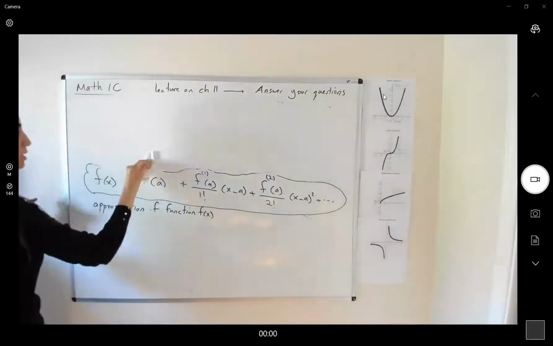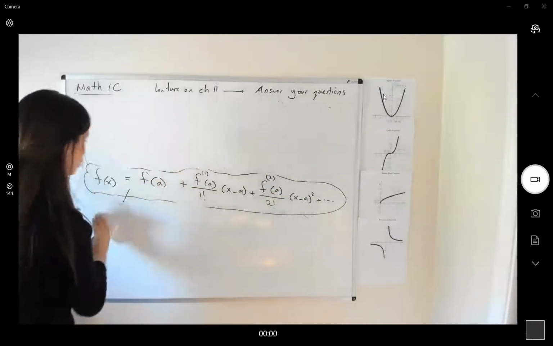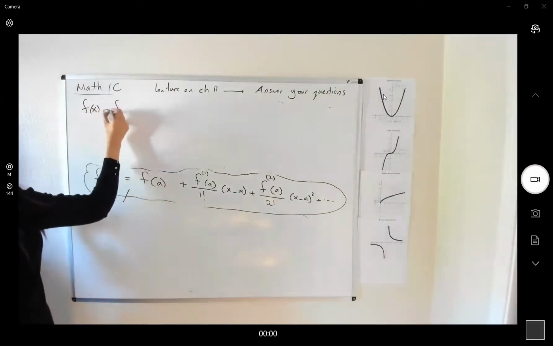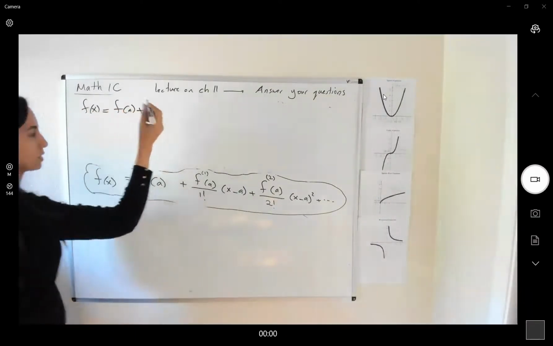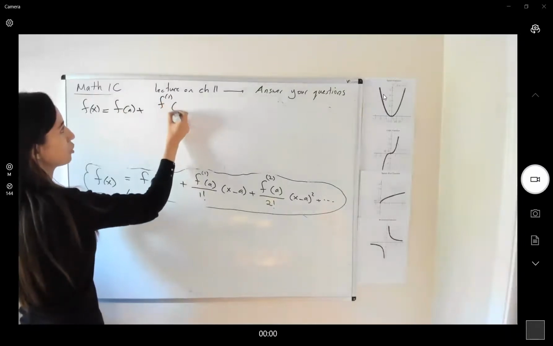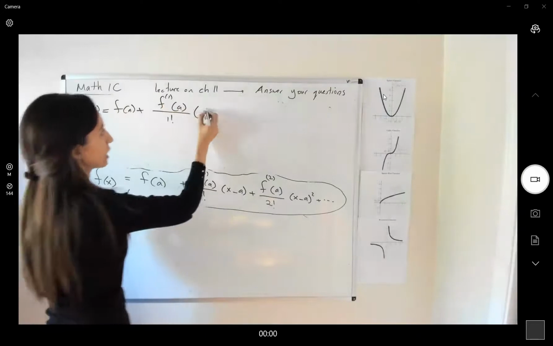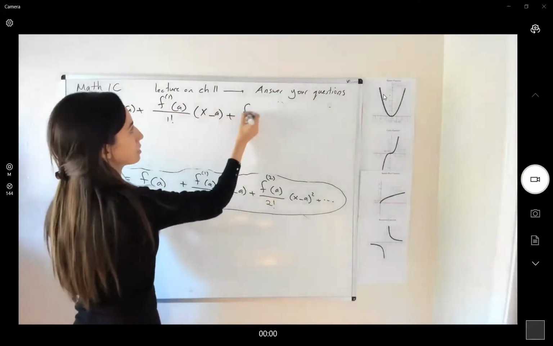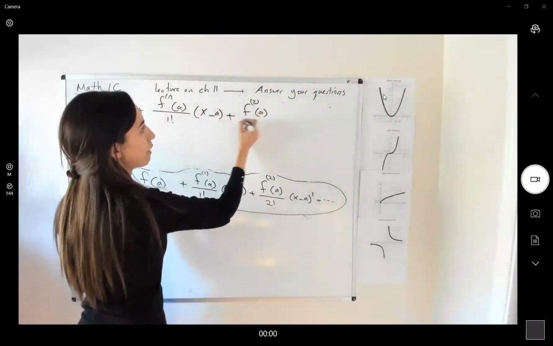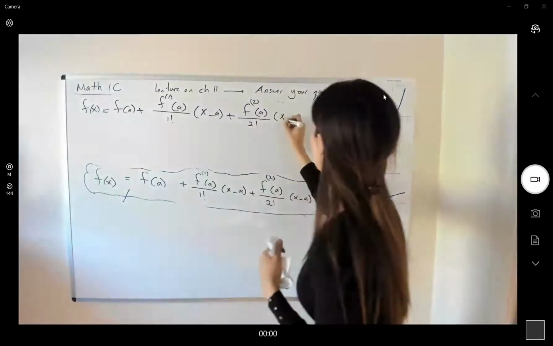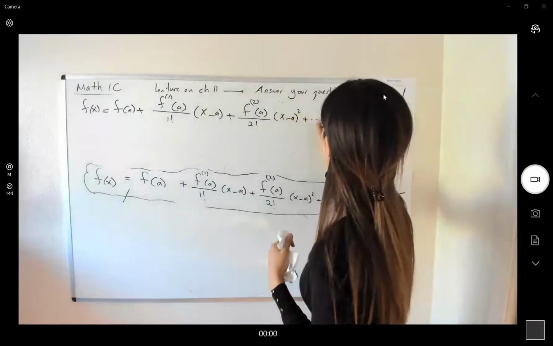Okay, let me rewrite this function here for you. f of x equals f of a plus the first derivative of the function evaluated at a divided by 1 factorial times x minus a, plus the second derivative of the function evaluated at a over 2 factorial times x minus a to the second, plus the rest.